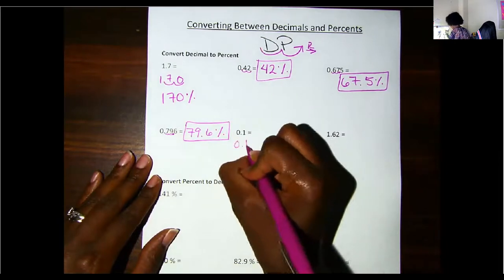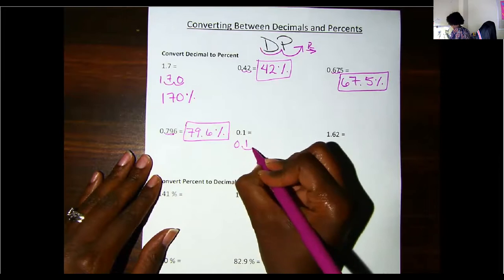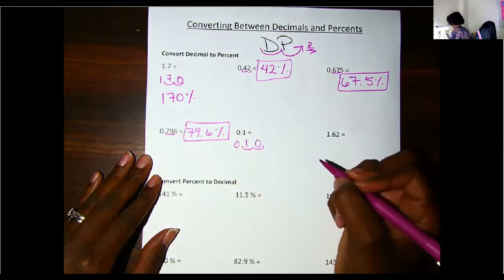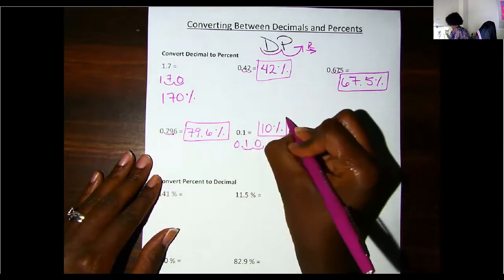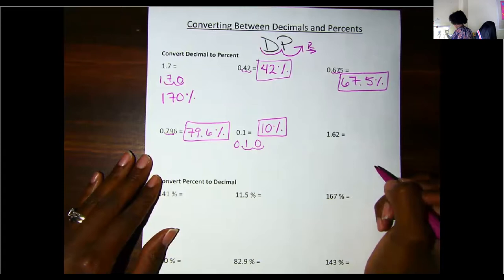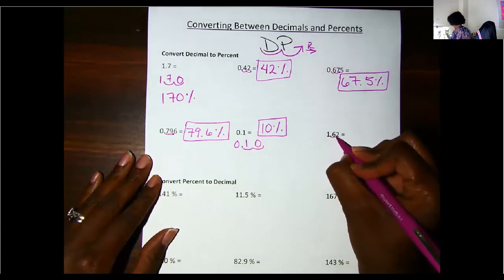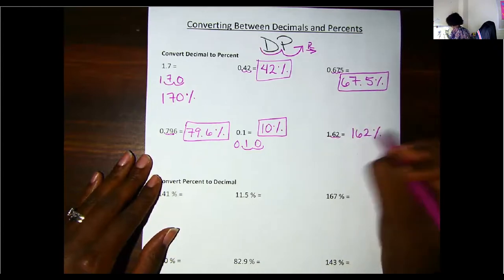All right, look at this one. I'm going to rewrite it down here. Here's my decimal. 2 to the right. 1, 2. Again, if I have an empty spot, I always fill it with a 0. So my percent is going to be 10%. Last one, here's my decimal. 1, 2. I have 162%.